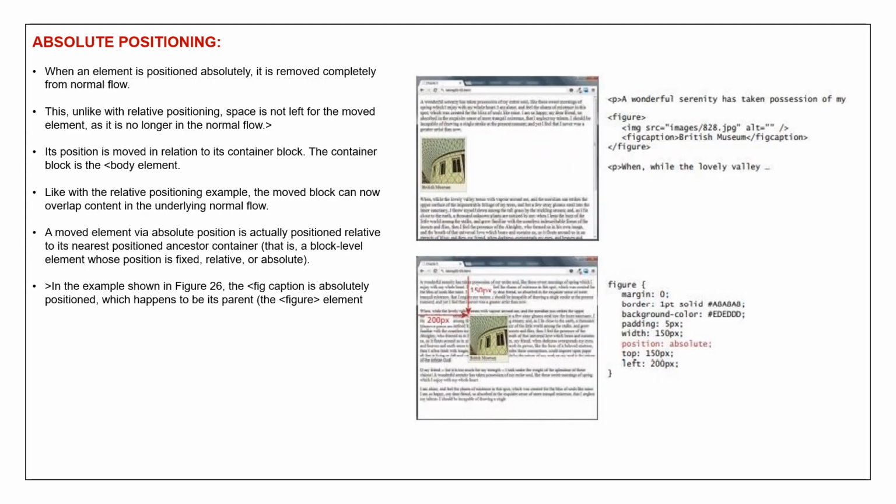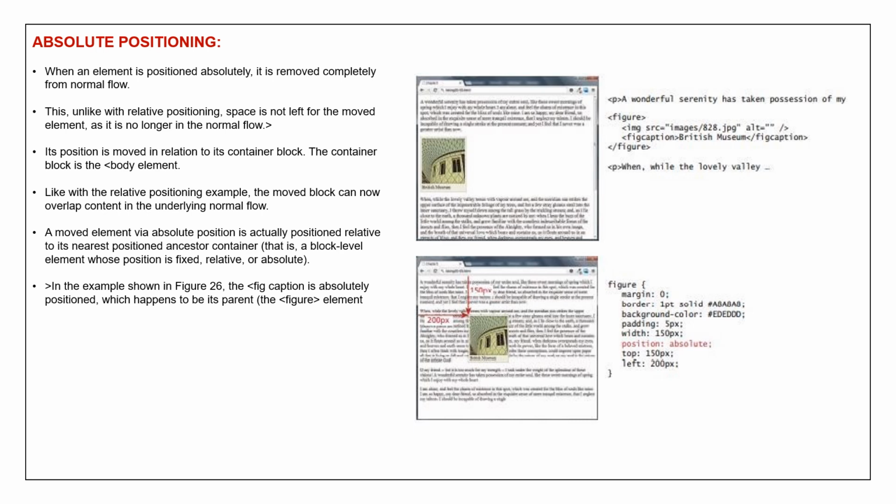Next comes absolute positioning. When an element is positioned absolutely, it is removed completely from the normal flow. This is unlike relative positioning. Space is not left for the moved element and it is no longer in the normal flow. Its position is moved in relation to its container block. The container block is the body element. Like with the relative positioning example, the moved block can now overlap the content in the underlying normal flow.